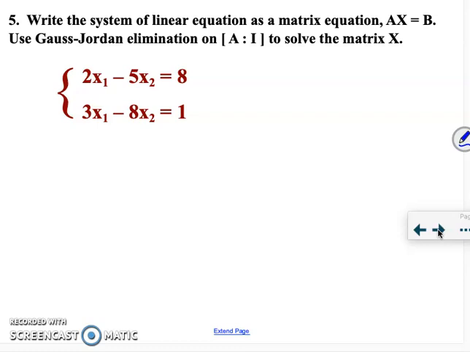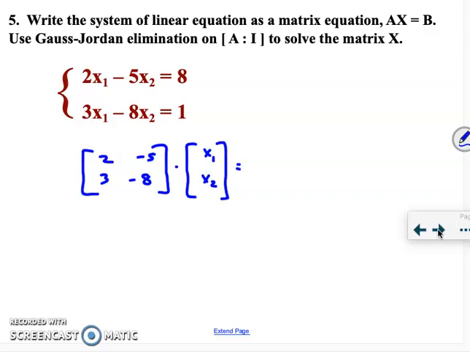So if we wanted to write this out as matrix A, again, the coefficient matrix of 2, negative 5, 3, negative 8, times my variable matrix, in this case appears to be x1, x2. And that's equal to the constant matrix of B1. All right, so that was what we were supposed to do in the first part A.